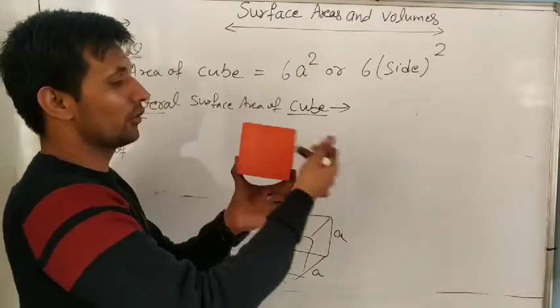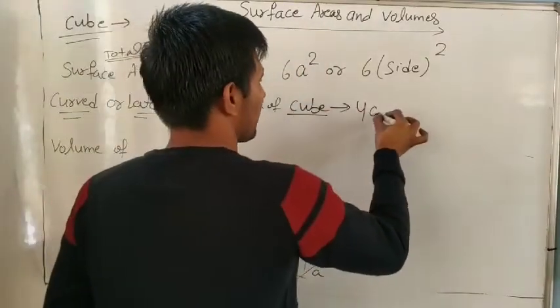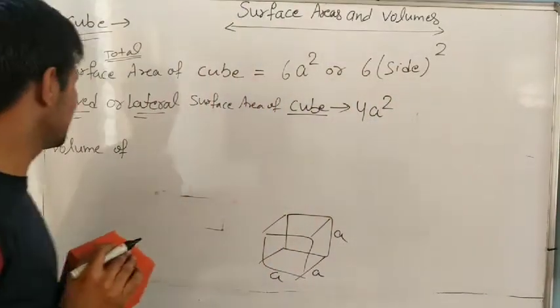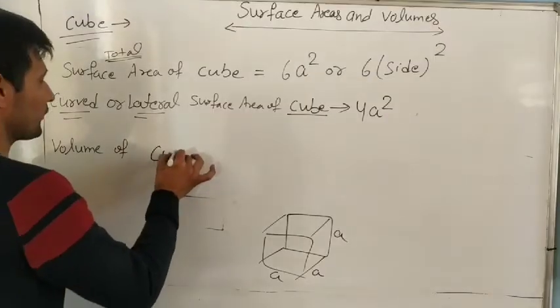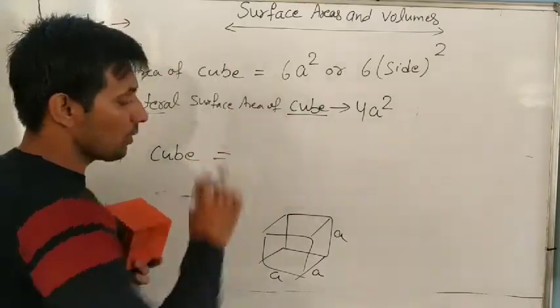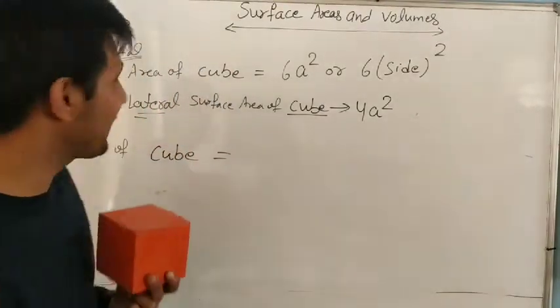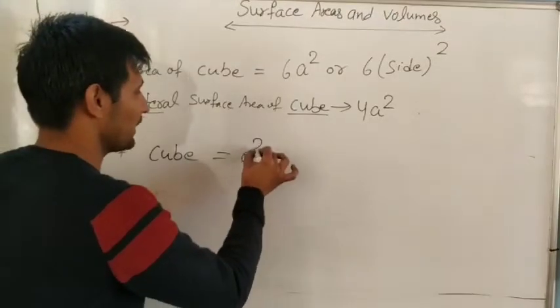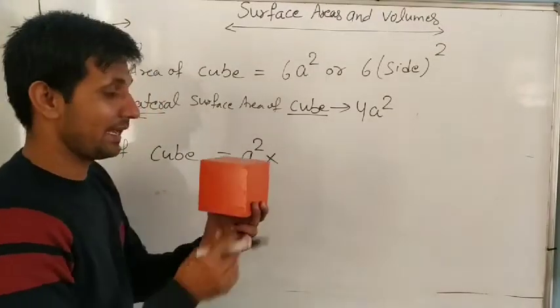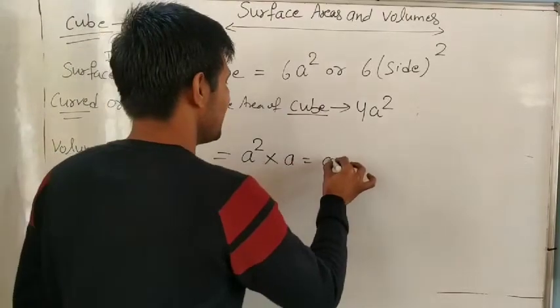So 4. 1, 2, 3, 4. So how much? 4a square. Understand? Same as it is the volume of a cube. Volume of cube, how will you find? Same as it is. Area of base, a square, into height, which is also a. So it is a cube.